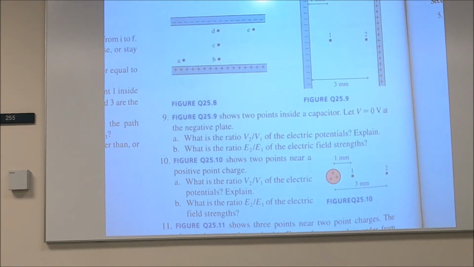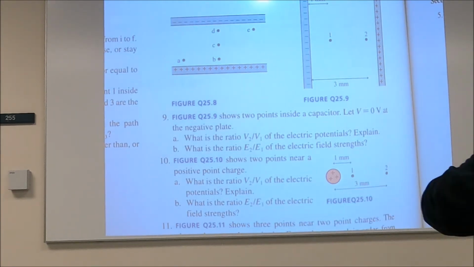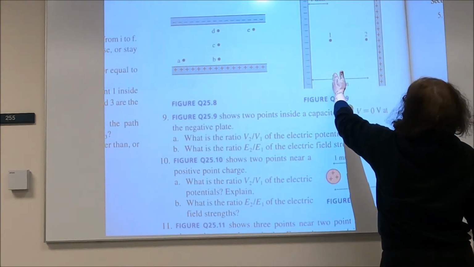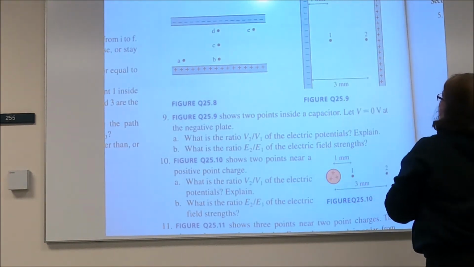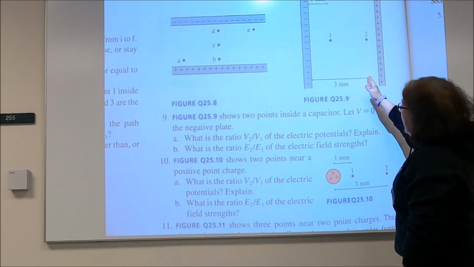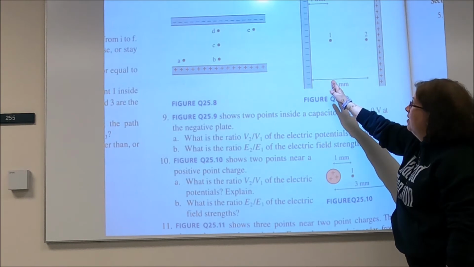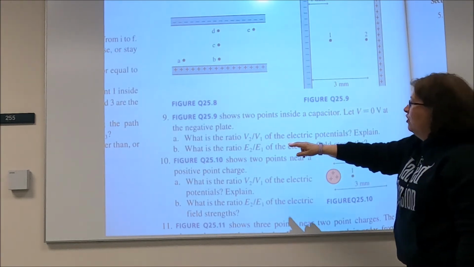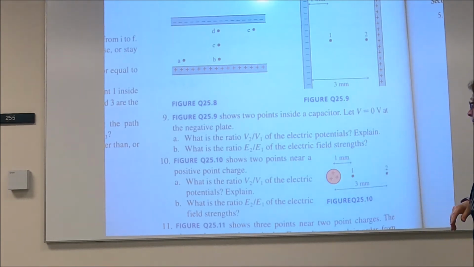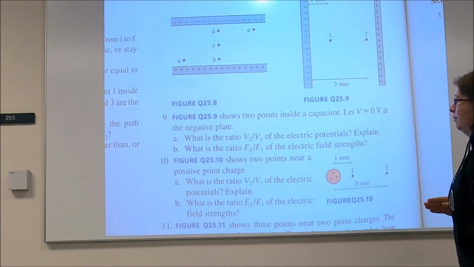Well, it's 0 here, and we know that at 1 millimeter, 2 millimeters, 3 millimeters, we have equal potential surfaces. Here at point 2, the electrical potential should be 3 times what it was at point 1. So the ratio of V2 to V1 should be 3, because we have equal potential surfaces, and this one's 3 times further away from the negative plate than point 1.